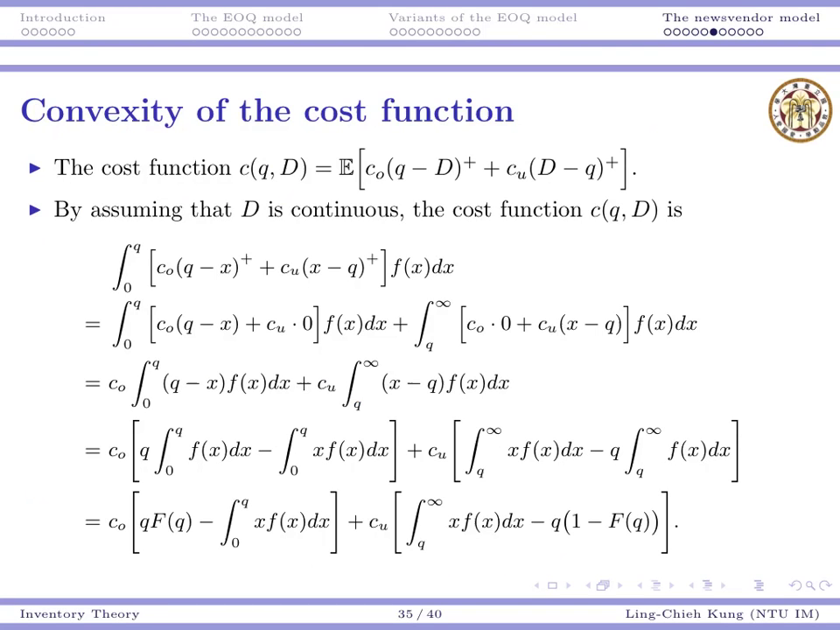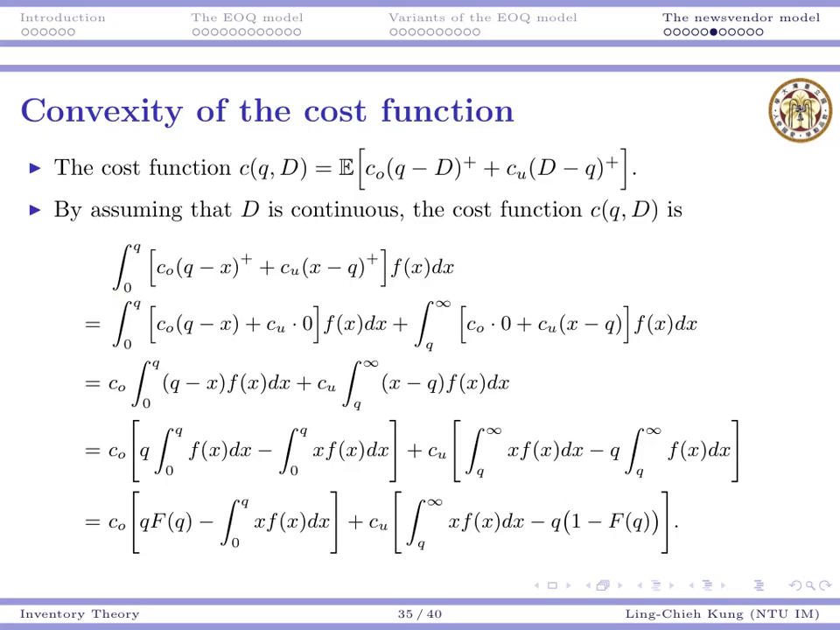So now we really need to do some algebra. The cost function is this guy. Always we want to see whether there is a convexity of it. So we need to somehow simplify this expression. Let's try to do it step by step. Because we say D is continuous, we can express the expectation as an integral over each likelihood. X is the realization.